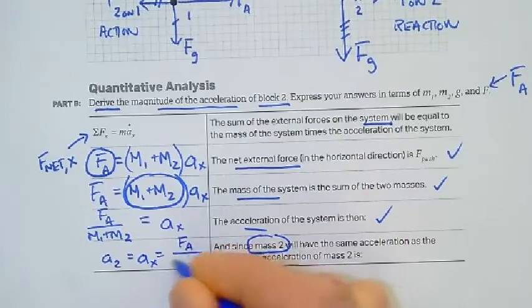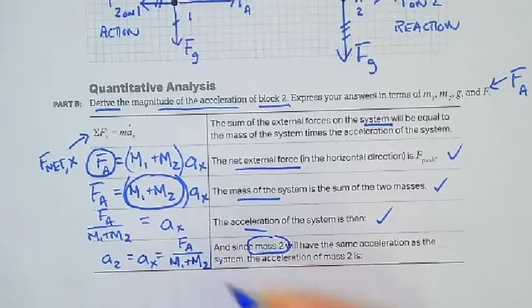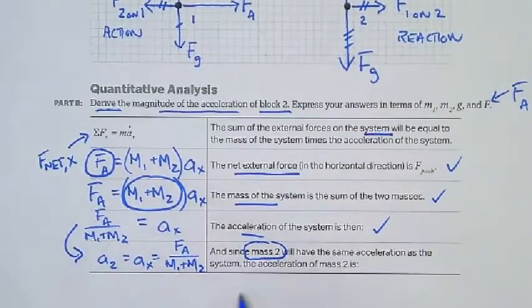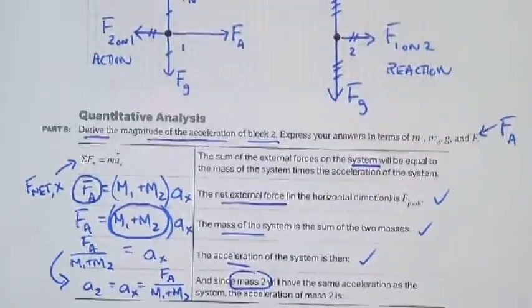So the last step is you're really just recognizing that that's true, and so your acceleration for block 2 is going to be equal to the acceleration of the whole system in the x direction. And so you're going to have this same expression. It seems kind of redundant, right? You're really just saying the same thing, but you're recognizing that those accelerations are in fact the same.